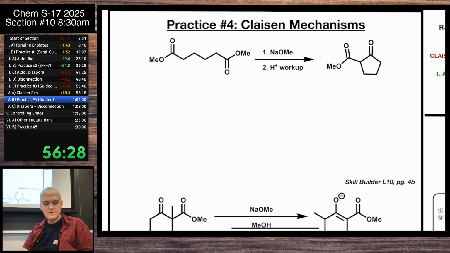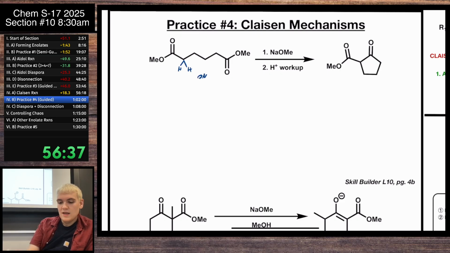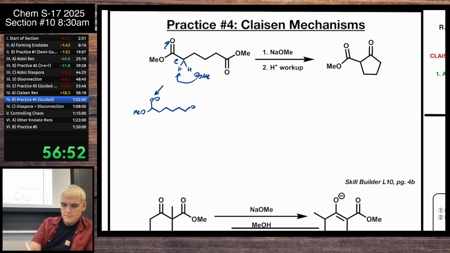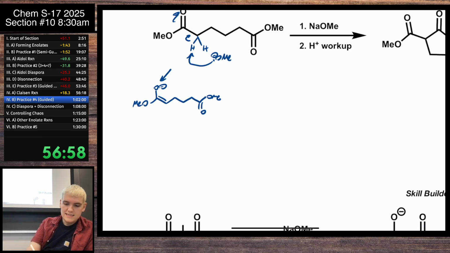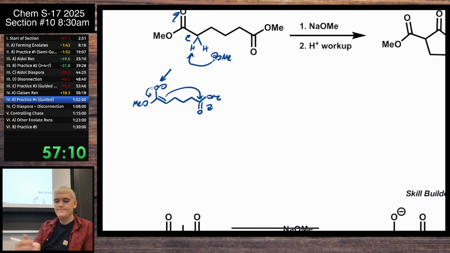So we have our starting molecule over here. We start off by deprotonating at the alpha position, and we could do either one because it's symmetric. So push in, push up. And then our enolate is going to go and attack our ester. So again, Claisen is enolate attacking an ester, whereas aldol is enolate attacking a ketone or aldehyde.